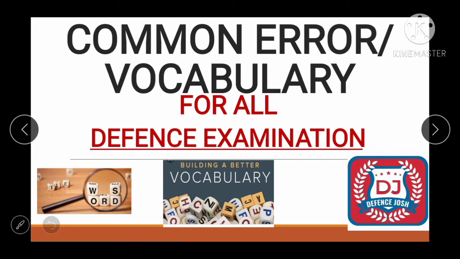I'm Kiran. So today we will learn about modal verbs and we will find the common errors. After that we will learn vocabulary. We will learn 10 new words, synonyms, antonyms. After that, a quiz. So it is useful for all defense examinations and all competitive examinations.